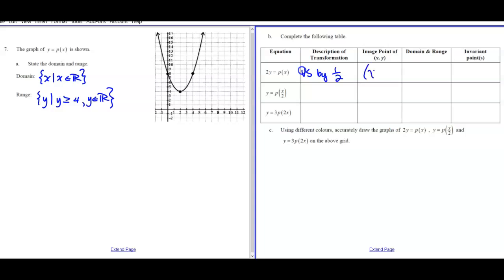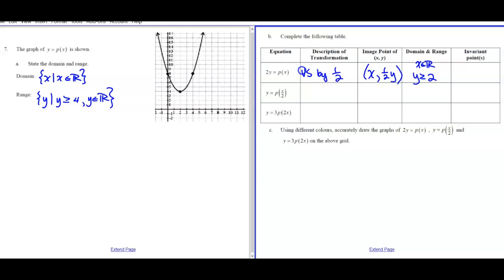Image point then. Okay. Domain doesn't change, so again, it's going to be fast. X is an element of the set of real numbers. Okay. Now, if we didn't have the graph, if we were just thinking about it, and we knew that the original was y greater than or equal to 4, we're stretching by 1/2. That 4 now becomes 2. So it's going to be y greater than or equal to 2. Okay.